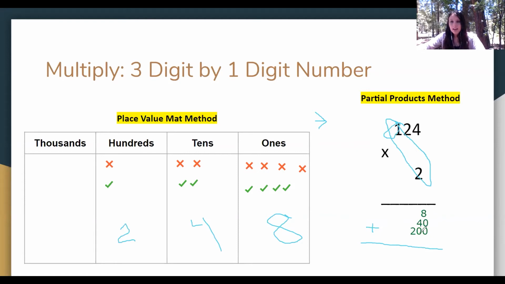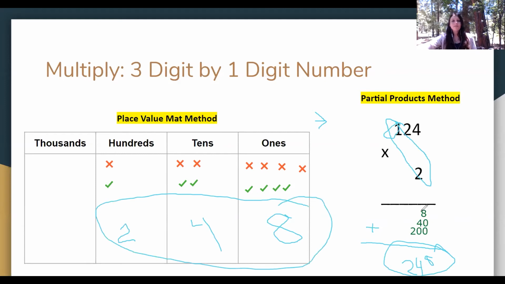So let's add this up now. 8, 4, and 2, because we've got to bring all the numbers down, like 8 plus 0 plus 0, 4 plus 0, and then 2. Bring it down. So our answer is 248. And our answer over here is also 248. Perfect. So if we are answering the question, 124 times 2, our answer is going to be 248.